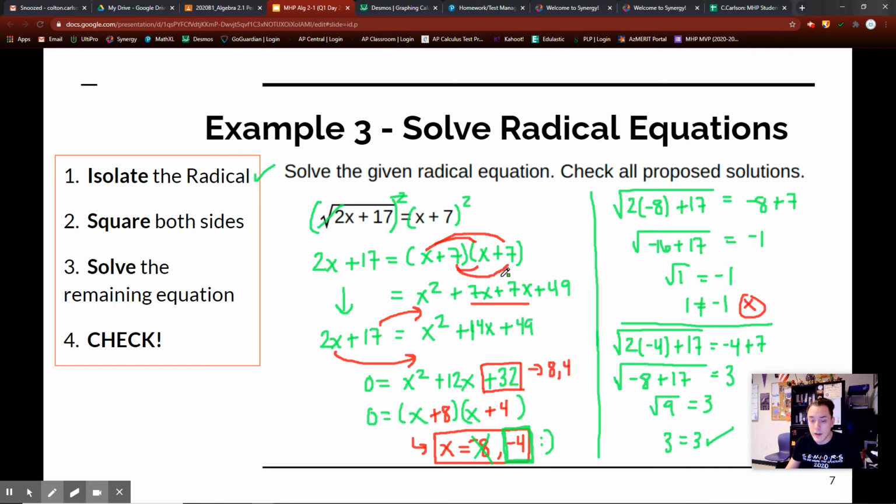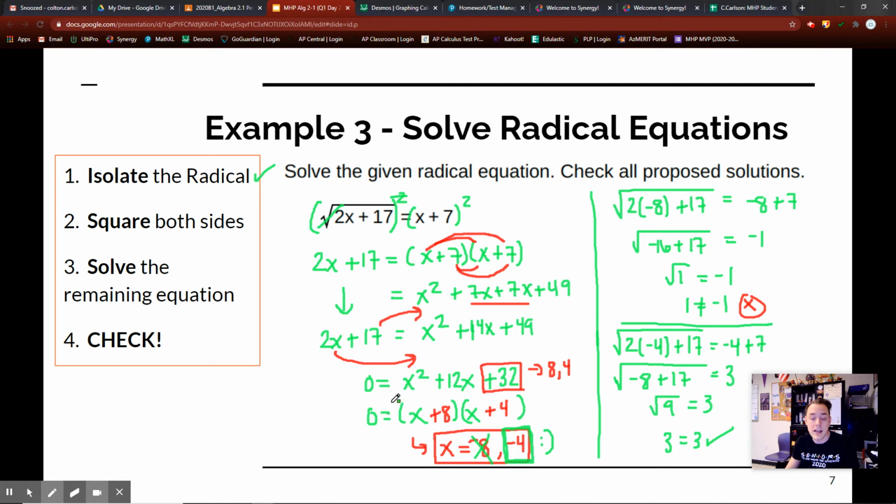So as I'm foiling it out, I get x squared plus 7x plus 7x plus 49. I add the 7x's together to get 14x. And then what I do is I subtract the 17 over, subtract the 2x over. If I subtract the 2x over, 14 minus 2x is 12x. And then 49 minus 17, because I'm subtracting them over to the right side, I get 32.